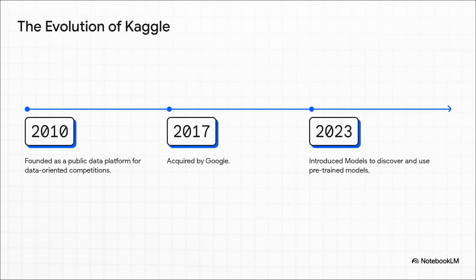Kaggle's own story really mirrors the evolution of the entire field. It started out back in 2010 as a straightforward platform for hosting machine learning competitions. But then Google bought it in 2017, and it blew up into this comprehensive platform with datasets, training, and now even shareable pre-trained models. It's become a genuine one-stop shop for getting your hands dirty with AI.